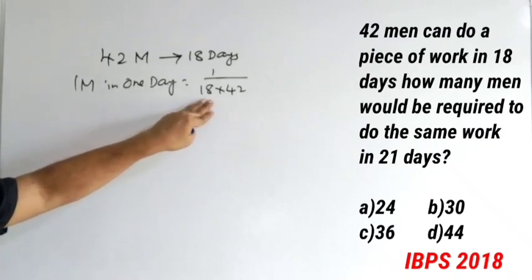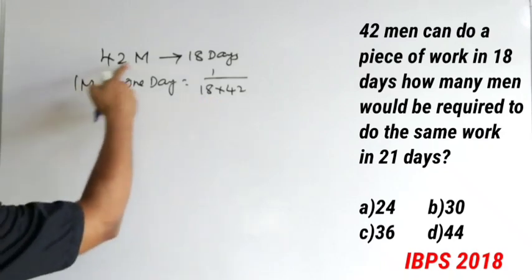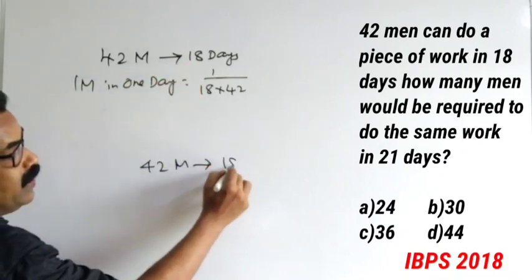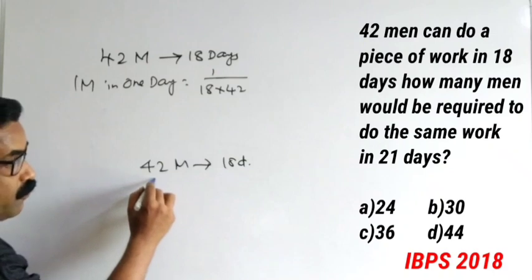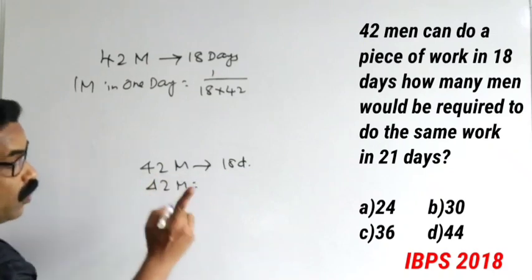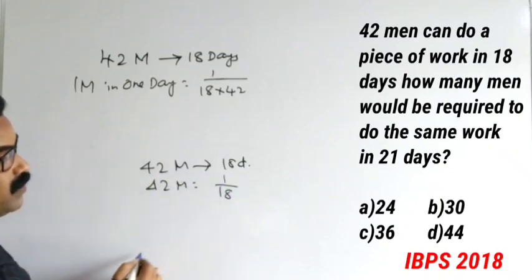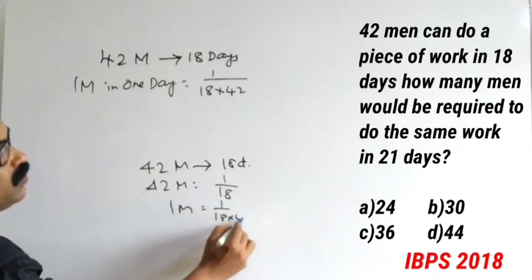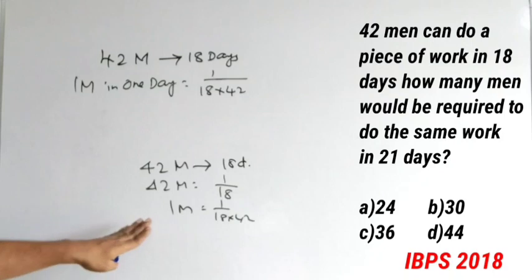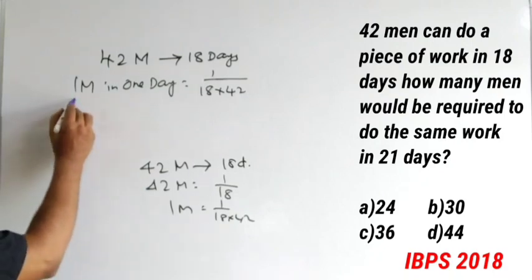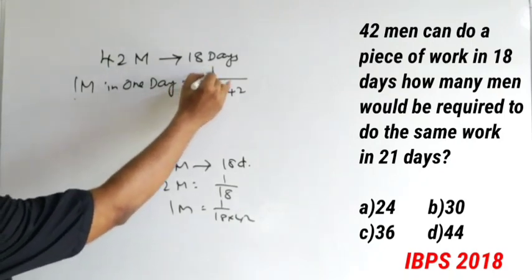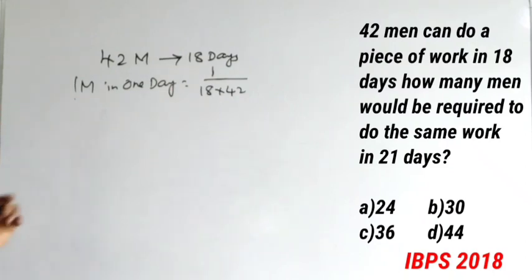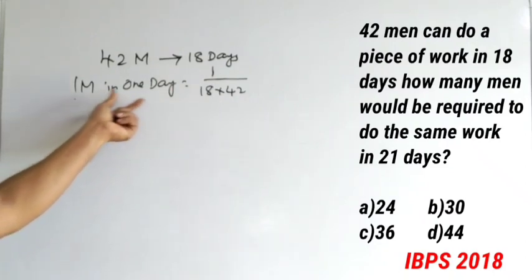Understand these concepts very, very easily. 42 men in 18 days. So 42 men in 1 day will be 1 by 18. So 1 man in 1 day will be 1 by 18 into 42. This way you can directly write this step: 1 man in 1 day, 1 by 18 multiplied by 42. So this is the work done by 1 man in 1 day.